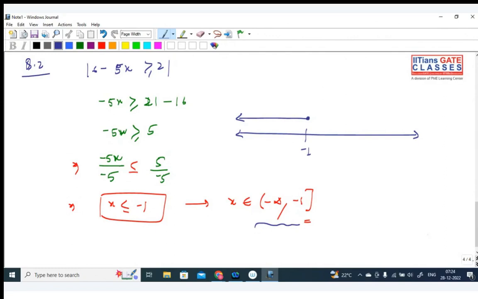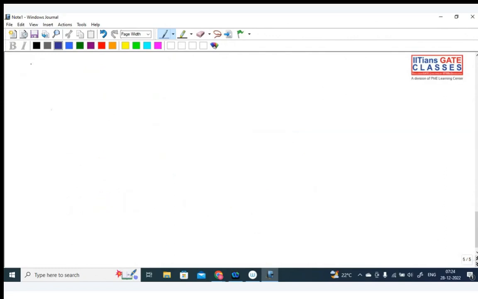Next, let's talk about solving the inequality. Question number 3. Solve the inequality.